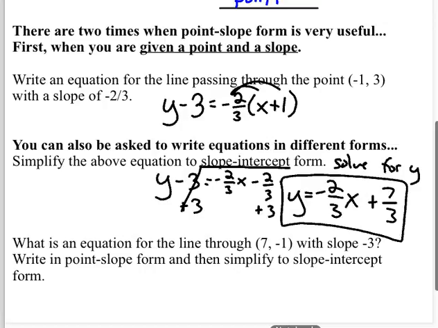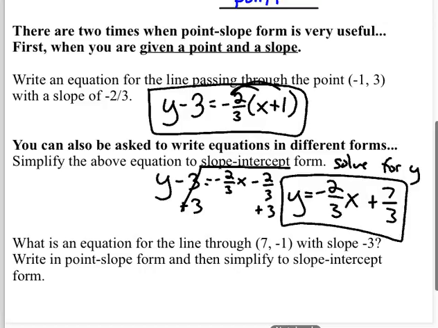Okay, so these two equations represent exactly the same line, just in a different form. That's going to be one of the key things about this section, is being able to manipulate between forms. Not only knowing how to write the equation in point-slope form, but then can I manipulate it from there?